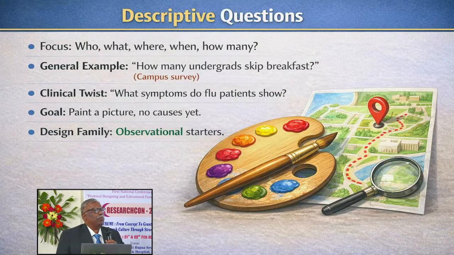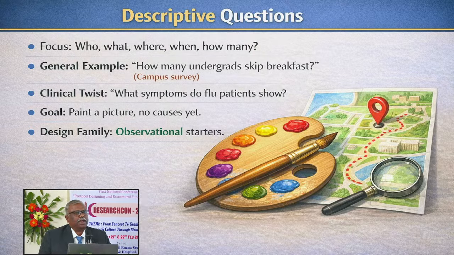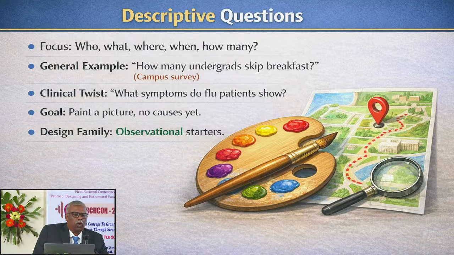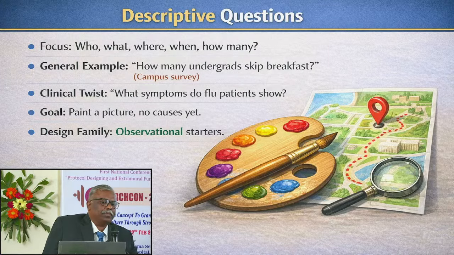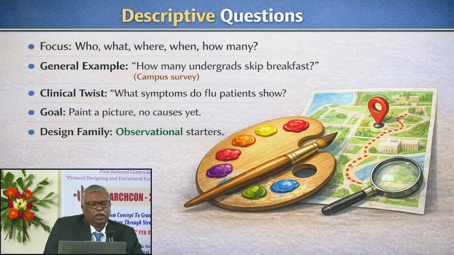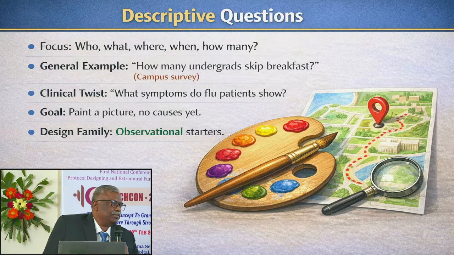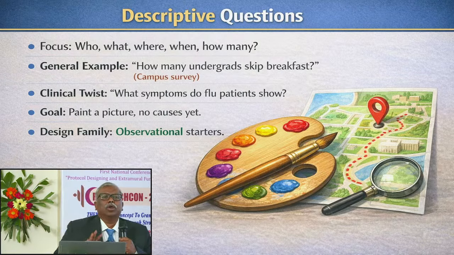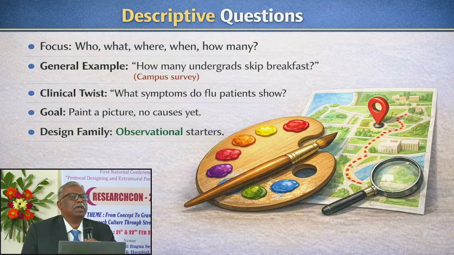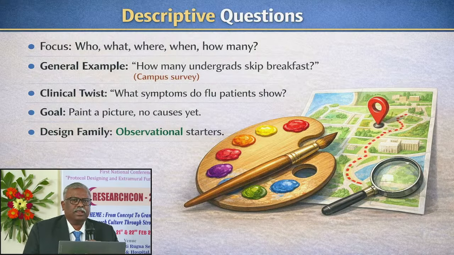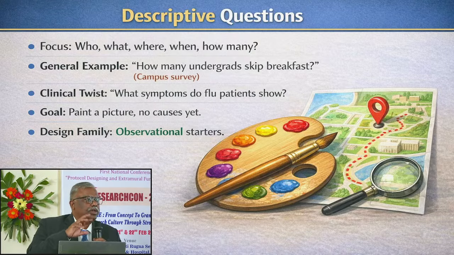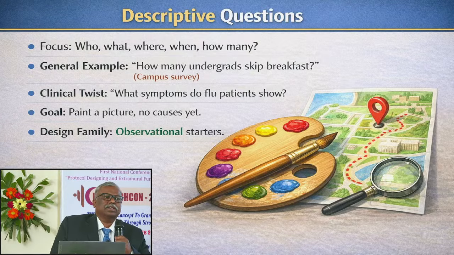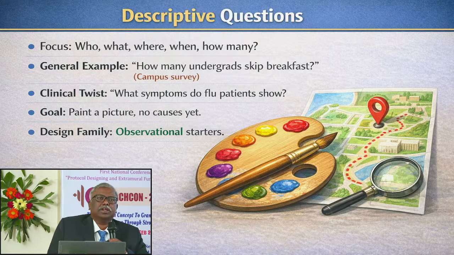Now we will go one by one in depth, starting with descriptive questions. The focus is again the same: who, what, where, when, and how. A general example: how many undergraduates skip breakfast? If there are 200 students, how many are skipping breakfast today? If 30 out of 200 are skipping, it is just simple mathematics. It is just a descriptive question.